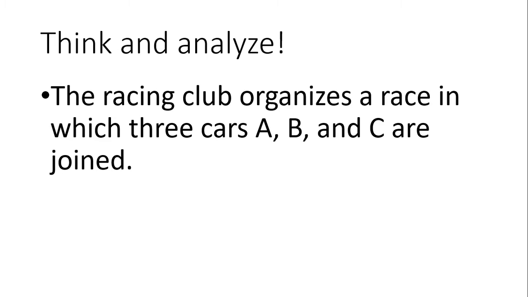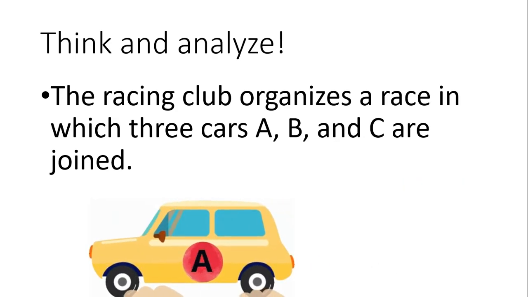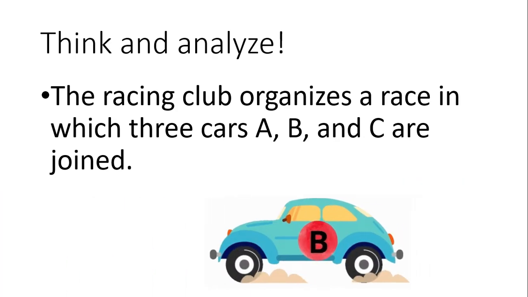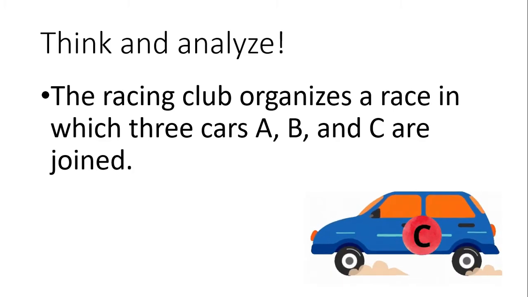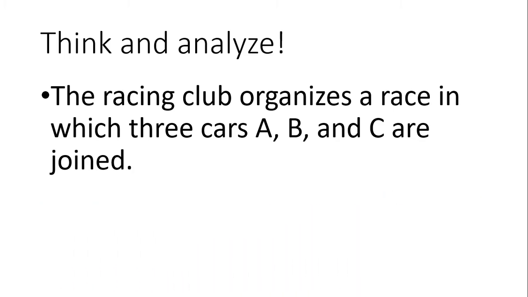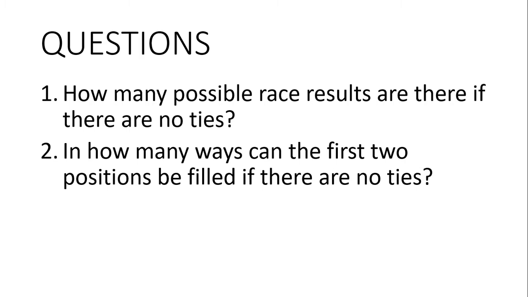The racing club organizes a race in which 3 cars, A, B, and C, are joined. The questions are, first, how many possible race results are there if there are no ties? Second, in how many ways can the first 2 positions be filled if there are no ties as well?